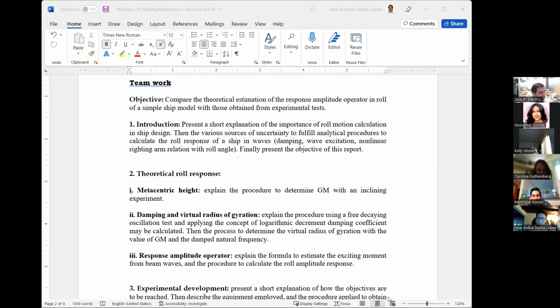That's the objective. Mr. Zamora, would you please read the introduction? Present a short explanation of the importance of roll motion calculation in ship design. Then the various sources of uncertainty in analytical procedures to calculate the roll response of a ship in waves: damping, wave excitation, nonlinear righting arm relation with roll angle, and finally. Please, Mr. Zamora.